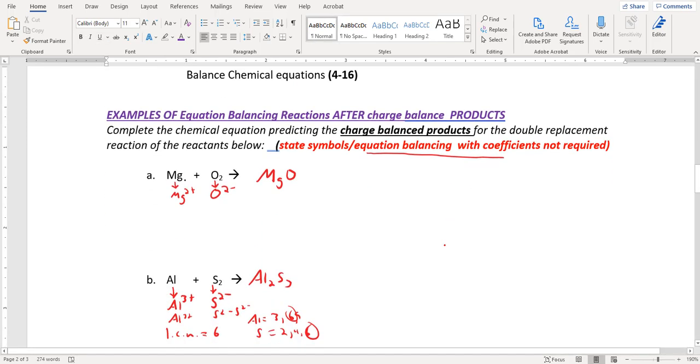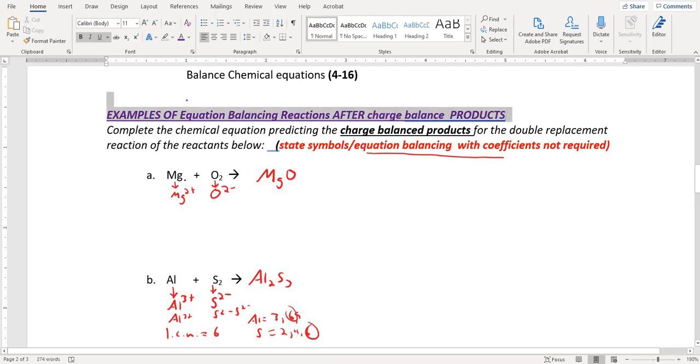You'll notice that I'm taking the same exact problems from part 2. Matter of fact, these already have charged balance products. So I literally copy and pasted it. Now I'm going to go ahead and modify this just a bit.